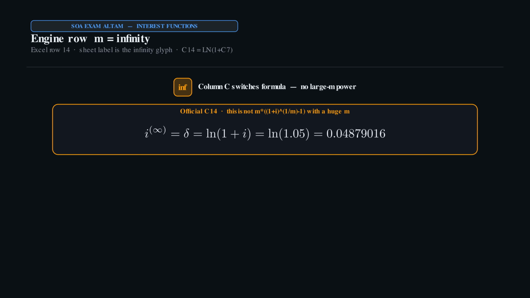The continuous row does not push M to a million. Cell C14 is the natural log of 1 plus C7, which is ln of 1.05, 0.04879016. That is delta, and the sheet treats it as i upper infinity. If you try to type a huge M in column B, it will not match this row. The formula changes.